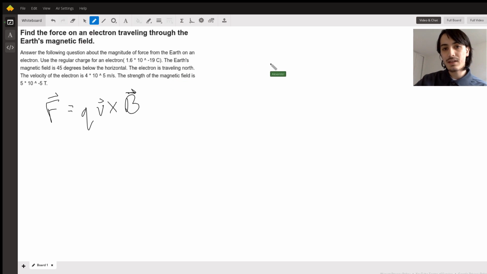We're told that the electron is traveling north, and so we'll assume that it's traveling north roughly vertical to the horizontal surface of the Earth, at least locally, since the Earth isn't flat. And we'll call that like that. So this is the velocity of our electron V. And we're told that the magnetic field of the Earth is 45 degrees below the horizontal. So we can say that the magnetic field of the Earth is like that. That's B, and this is 45 degrees.